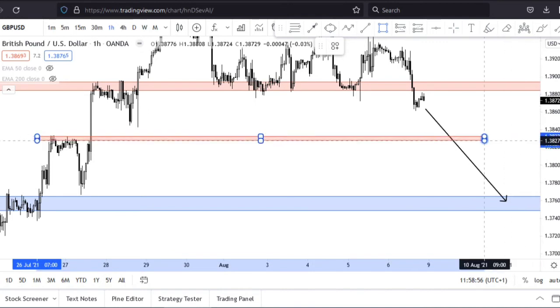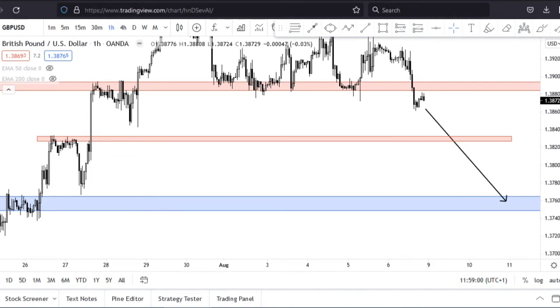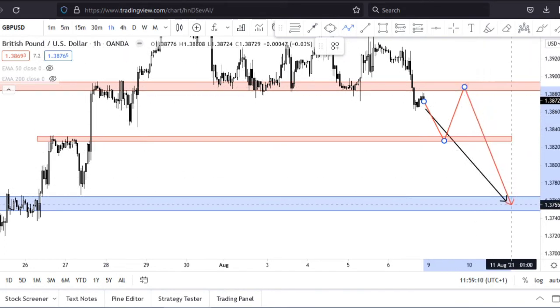So price can get to this level over here and before maybe reversing up back to this area here and maybe back down, or just continue to the upside. But this is what I'll be expecting.